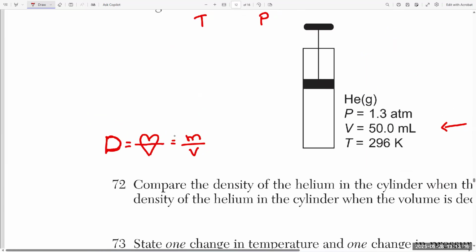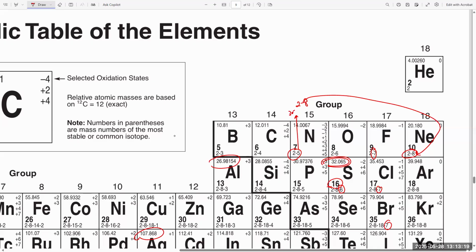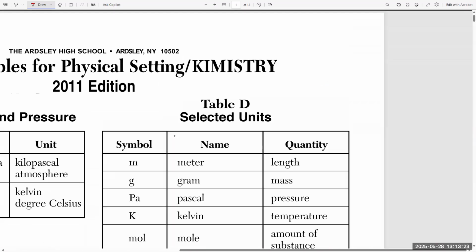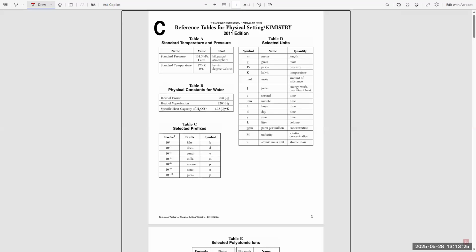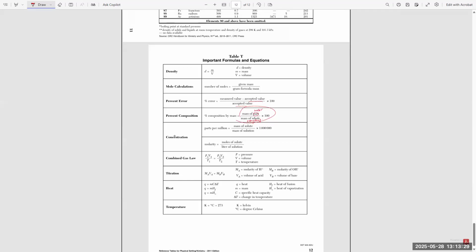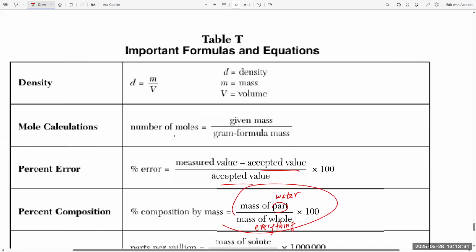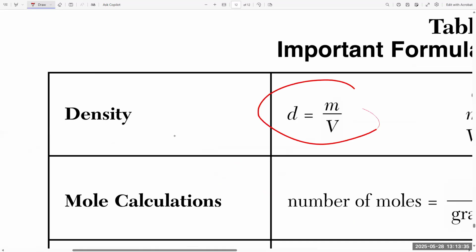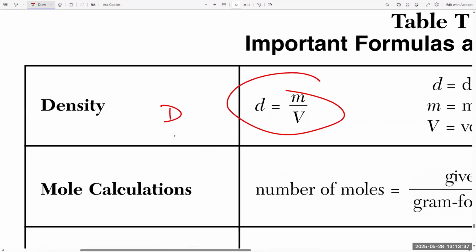Although I think it's in here. So unnecessary, but I'm pretty sure it might be in here. Maybe not. Let's just take a quick look. Yep, they actually give it to you. Look at that. But you don't need it. If you need it, it's here, but you remember density is equal to broken heart, mass over volume.